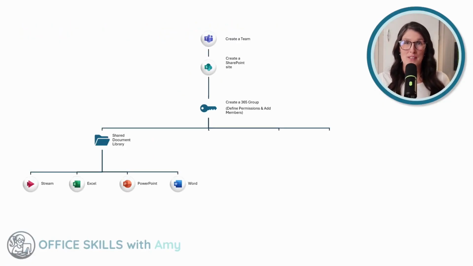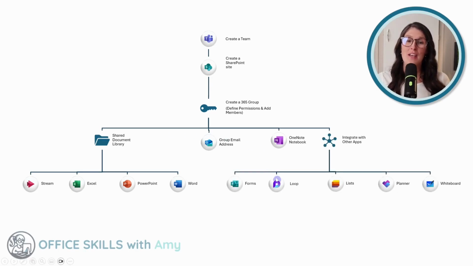Then with every 365 group, we automatically get a shared document library where you can create files, and all of the content created within that library inherits the permissions of the 365 group. So everybody that has access to this 365 group or access to the Microsoft team will automatically gain access to the shared documents. Additionally, we get a group email address as well as a OneNote notebook, which we have already seen. And we can also integrate with other applications, including Microsoft Loop and Planner.